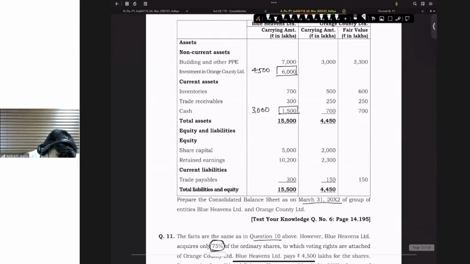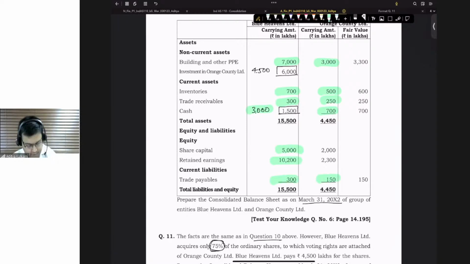All right. So what all have we covered now? Building, inventories, trade receivables, cash, share capital, retained earnings, trade payables. So we are left with only three things now. That is investment, share capital of the subsidiary, and retained earnings of the subsidiary.